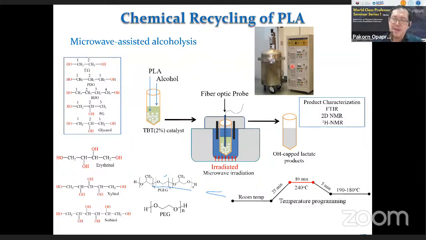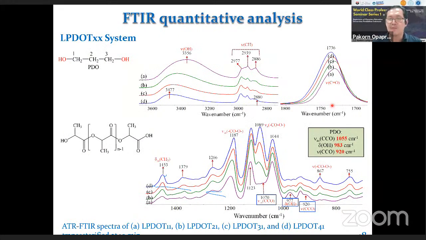Okay, so at the same time, we also develop a process or technique that we can use to characterize the product that comes from this reaction. So we can make sure that we know everything about the structure and the properties of the product, and also we can vary the conditions in order to get the product of our desired properties or desired chemical structure. So the techniques that we employ here are FTIR spectroscopy and also NMR spectroscopy.